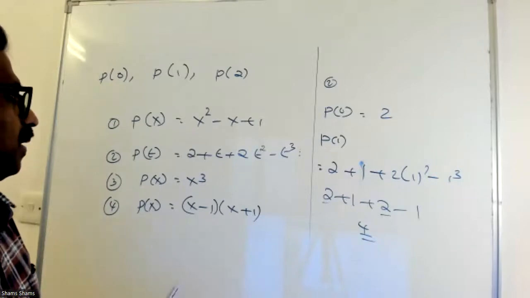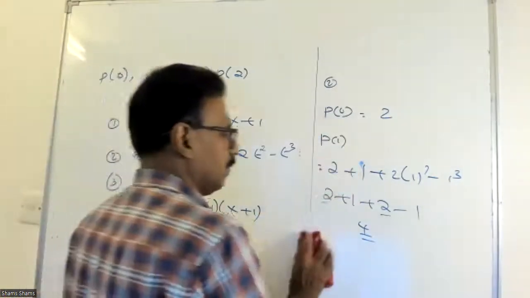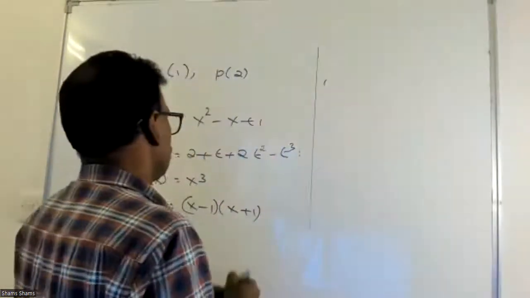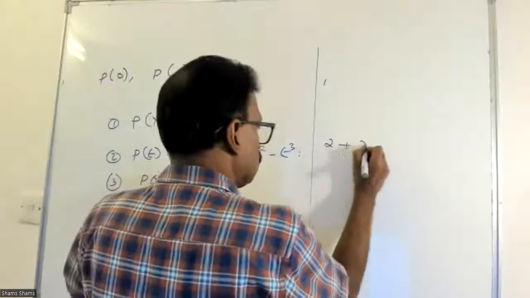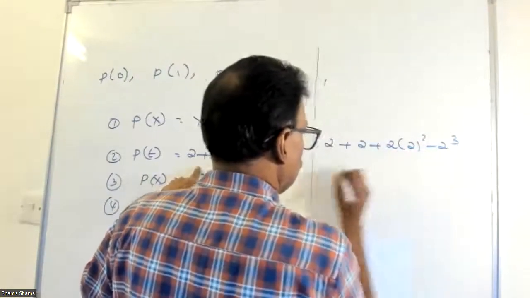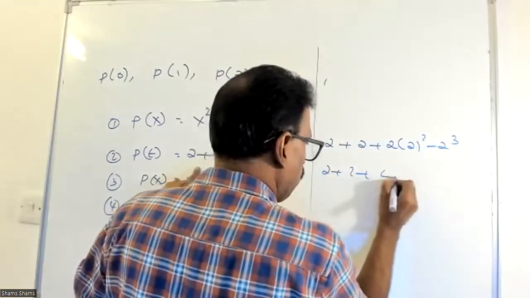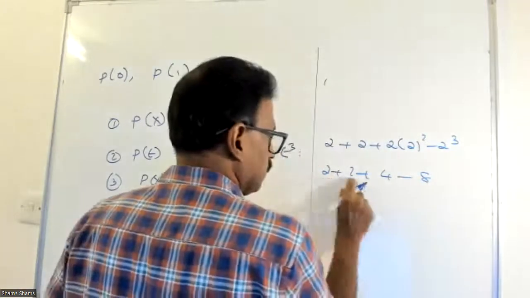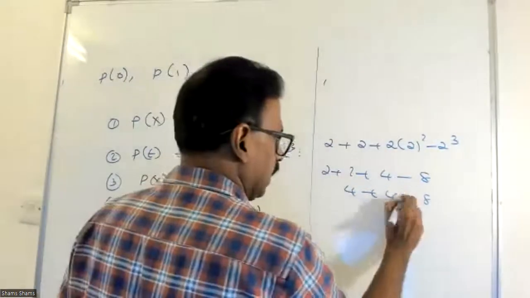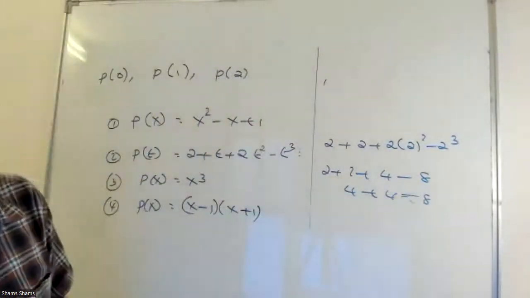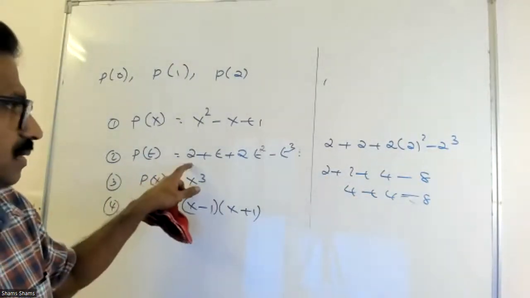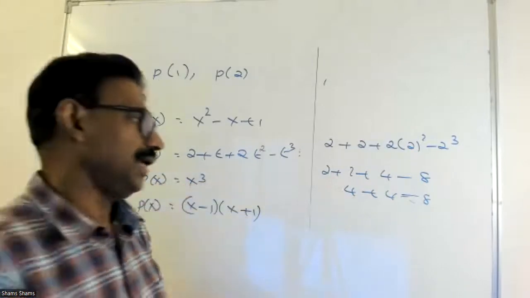Is same, P of 2. P of 2 is 2 plus 2 into 2 square, minus 2 cube. 2 plus 2 plus 4 minus 8, 4 plus 4 plus 8, minus 8. Answer is 0. Hello, is it 0? 2 plus 2 plus 8. Yeah, 8. Correct, you're right.